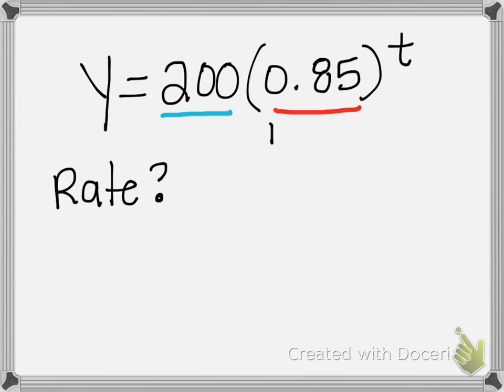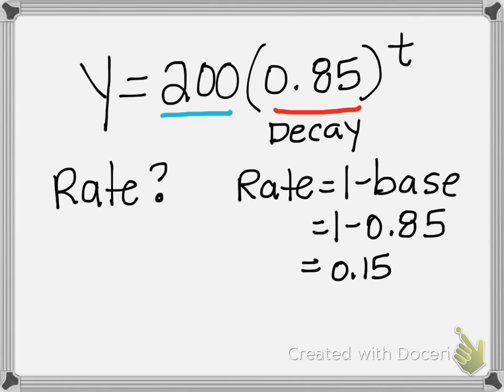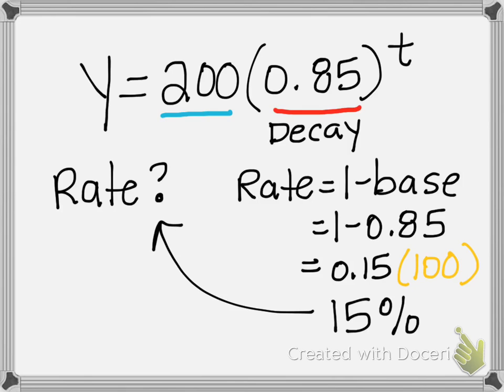So this is decay. And since it's decay, to find my rate, I'm going to say 1 minus the base. So if I do 1 minus 0.85, that's going to give me 0.15. But remember, I need to multiply that by 100 in order to get my percentage. So my rate of decrease, since it's decay, is decreasing by 15%.